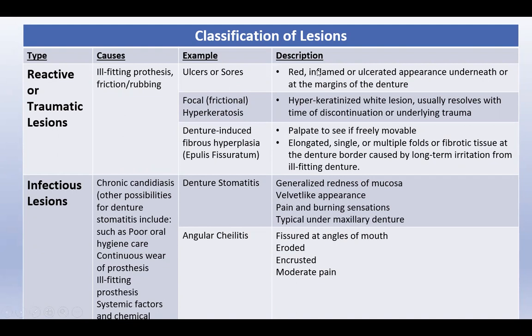So here are the descriptions for each one. For the ulcer, a red, inflamed, ulcerated appearance underneath or at the margin of the denture. Focal frictional hyperkeratosis, hyperkeratinized white lesions, usually resolve with discontinuation of the underlying trauma. So all of these really would resolve. Palpate to see if, I thought that these were specifically related to each one, but I think these are just some things to be aware of for the various pathologies that might be seen in the mouth.